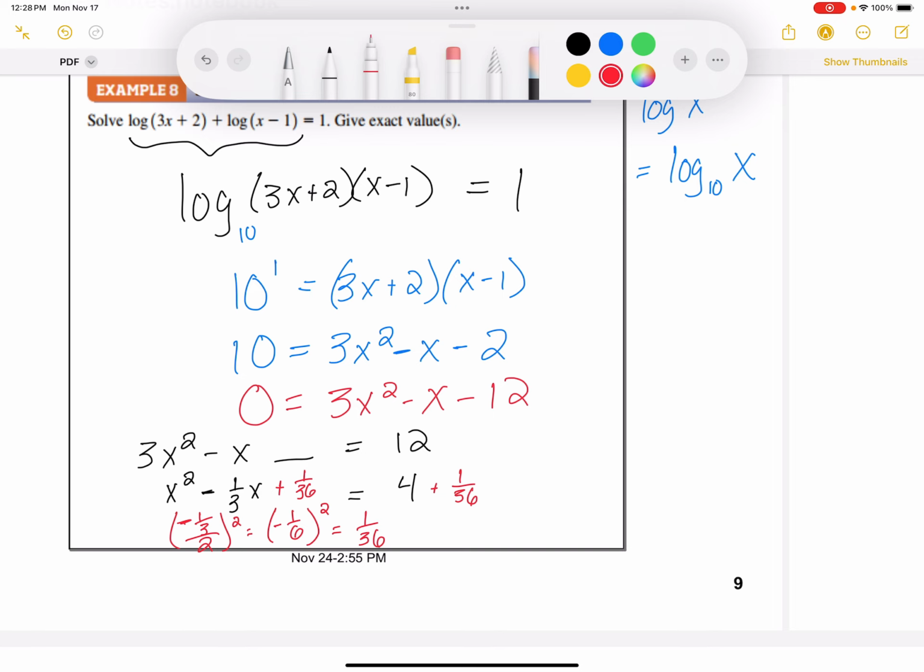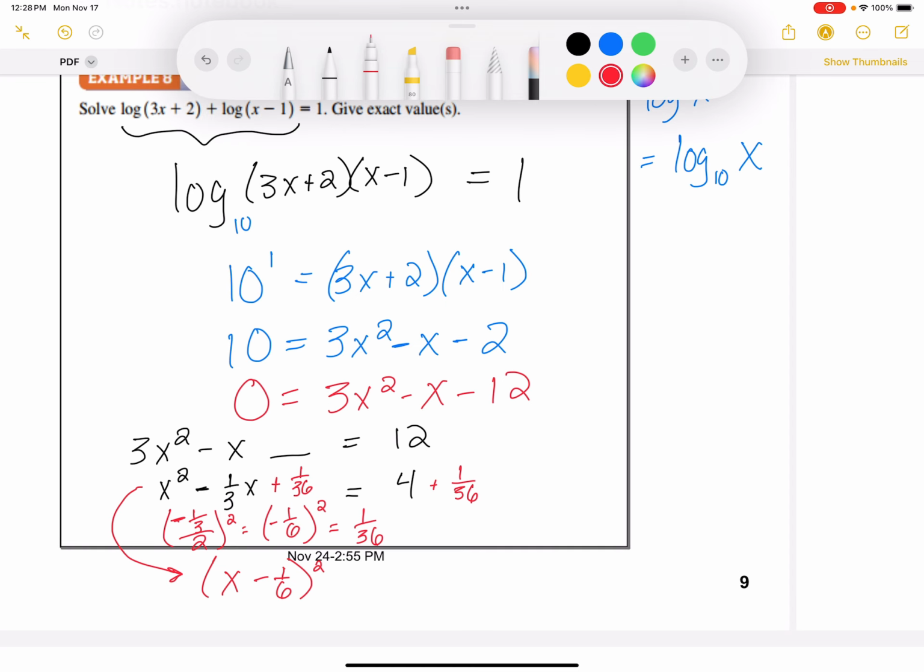So the beauty of completing the square is that every time you do it, it's going to be perfect. When you factor this weird fraction trinomial, it's going to give you x minus 1/6 squared. You're going to get x minus 1/6 times x minus 1/6 equals 4. I'm going to put this in my calculator real quick. I don't know what that is. 4 plus 1/36 is 145 over 36.